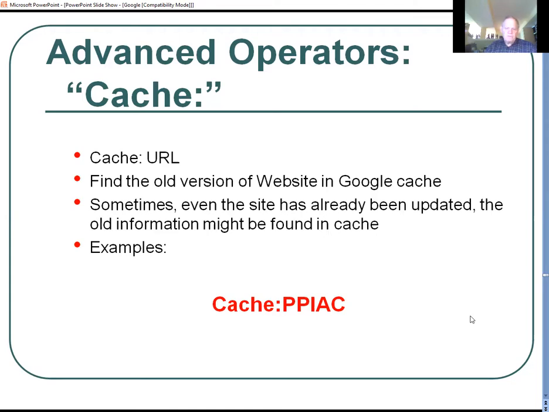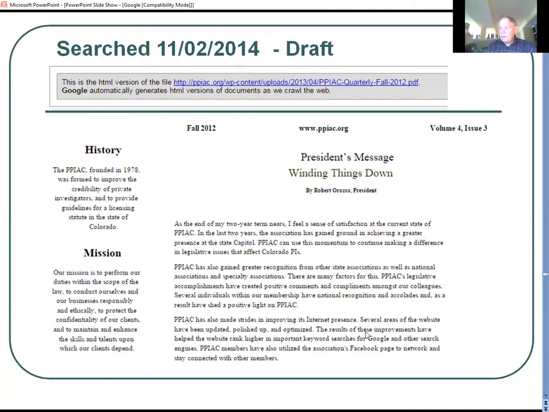PPIAC is the Professional Private Investigators Association of Colorado. It's a professional organization that myself and a partner started in 1979. By using the example cache colon PPIAC, it's actually looking at their website and showing me this information. It will show you that this file was searched in 2014, and it is showing me the cache of the website from fall of 2012, 2 years earlier. And it will show me the information in the file.